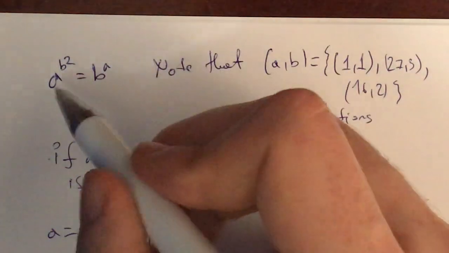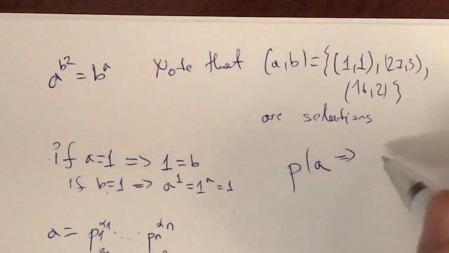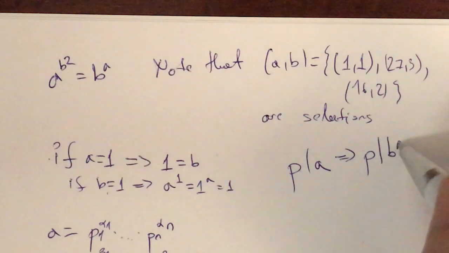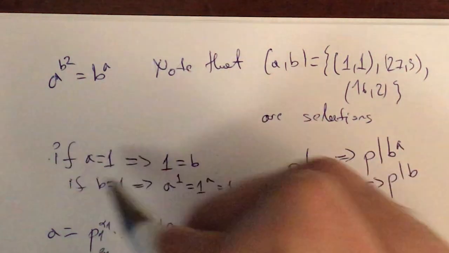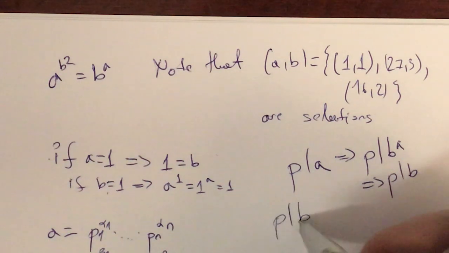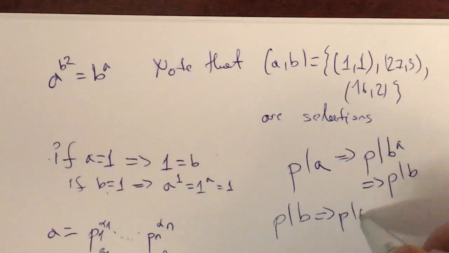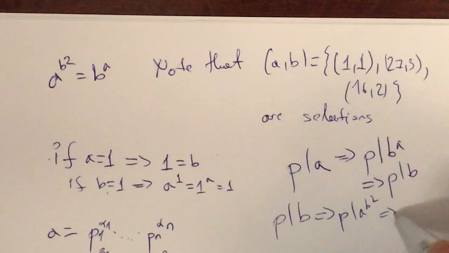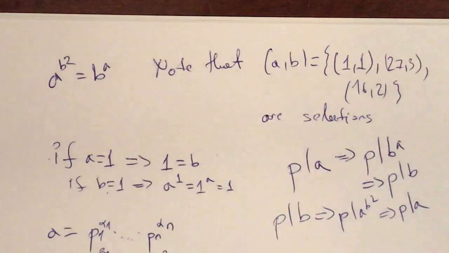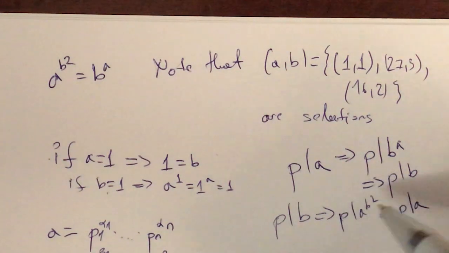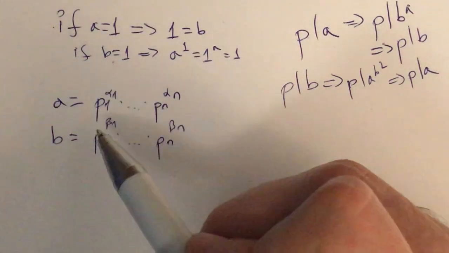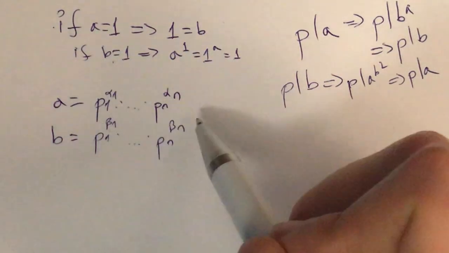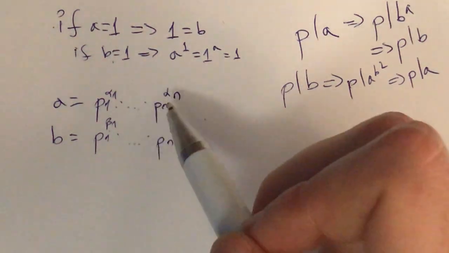And because if p divides a, it follows that p divides b to the power of a, which implies that p divides b, and vice versa. If p divides b, it follows that p divides a to the power of b squared, which implies p divides a. Now this means a and b share the same prime factors, which means we can factor them like this, with the same prime factors p1 through pn, but having potentially different powers.